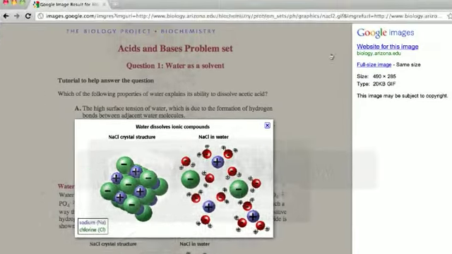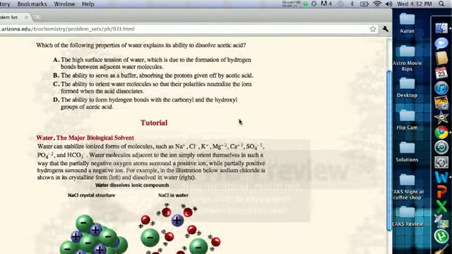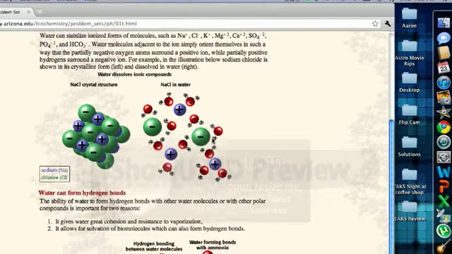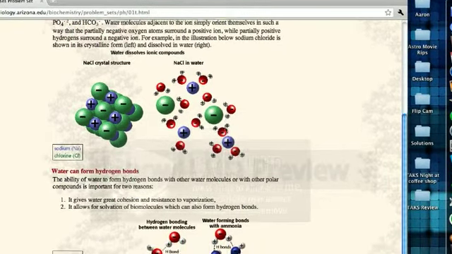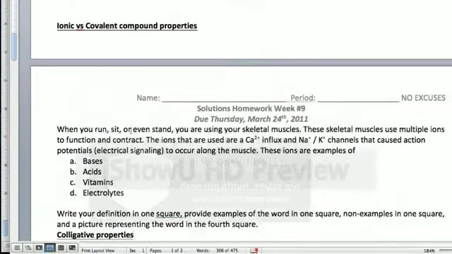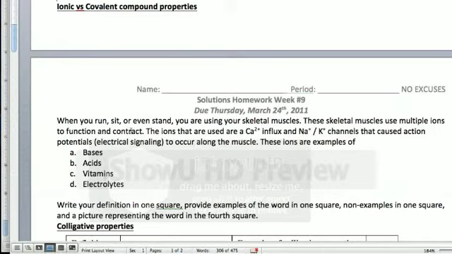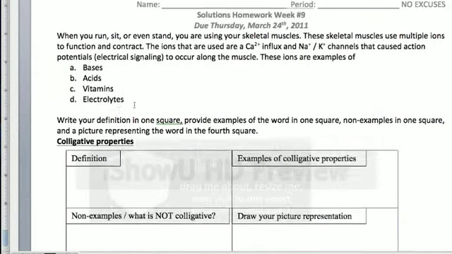Isn't this amazing? And look, this is the University of Arizona's website. You can see this stuff comes up in college. We do this at a college level, even though you guys are in high school. You guys are doing great. And we're going to save ionic versus covalent compound properties for the next one. Actually, let's do one more question.